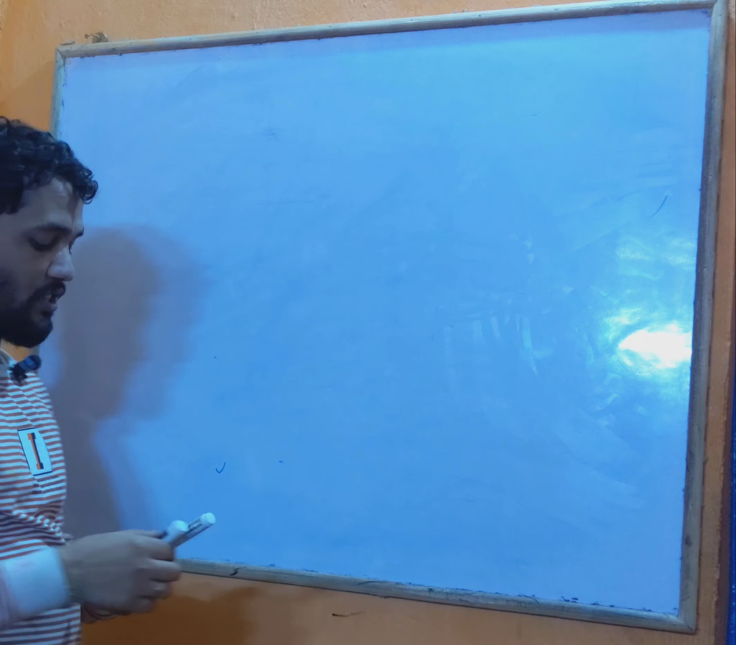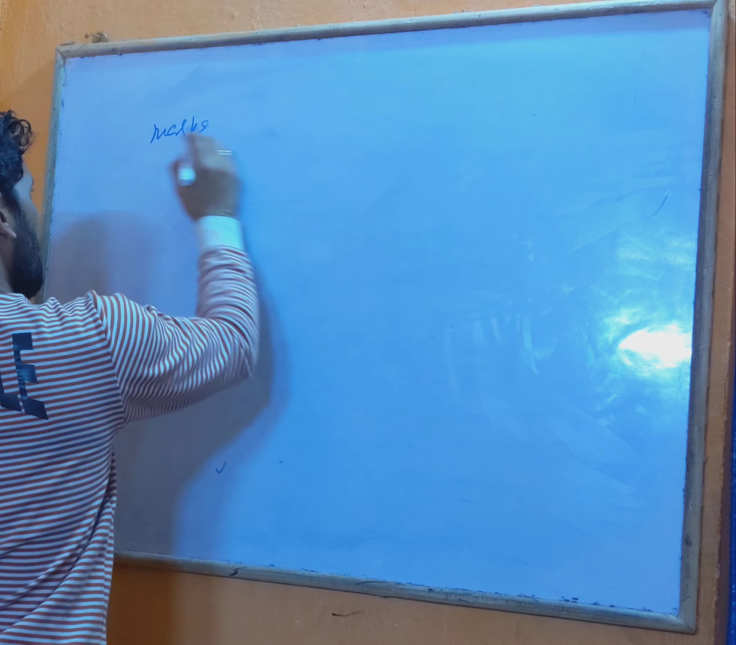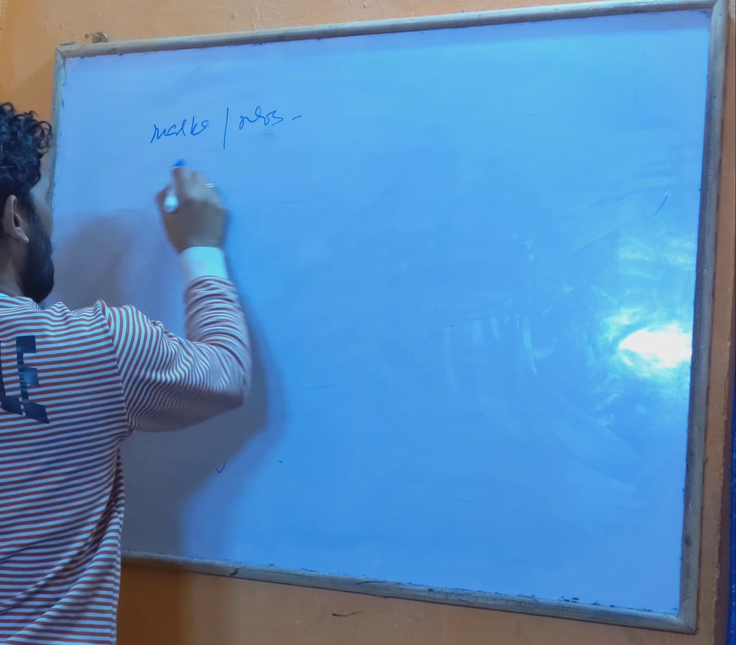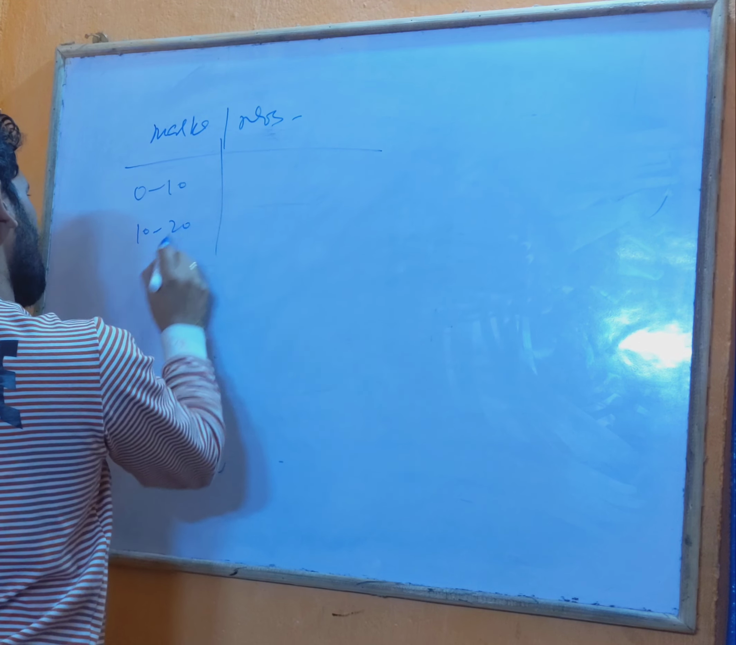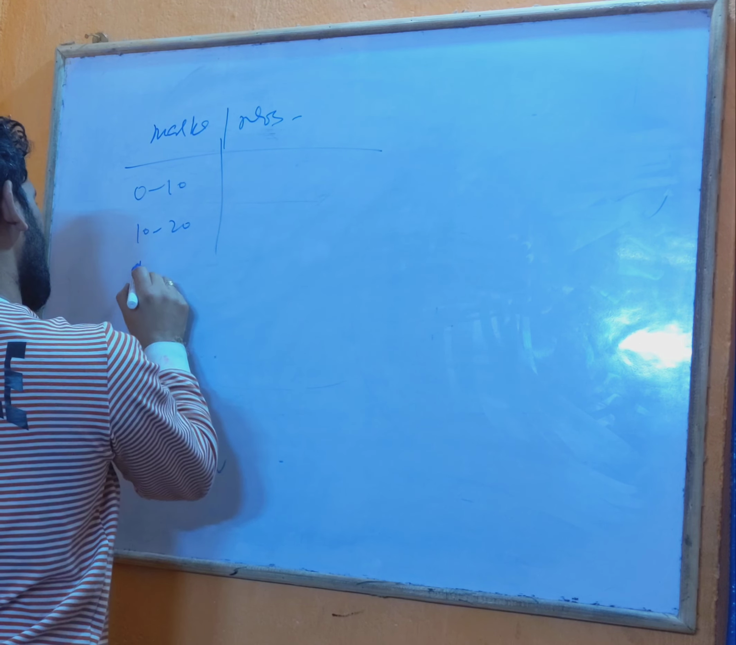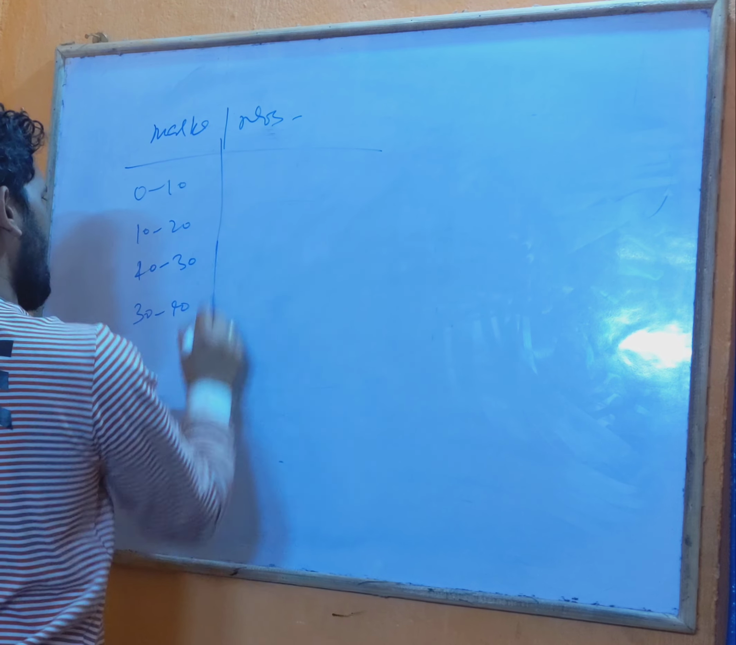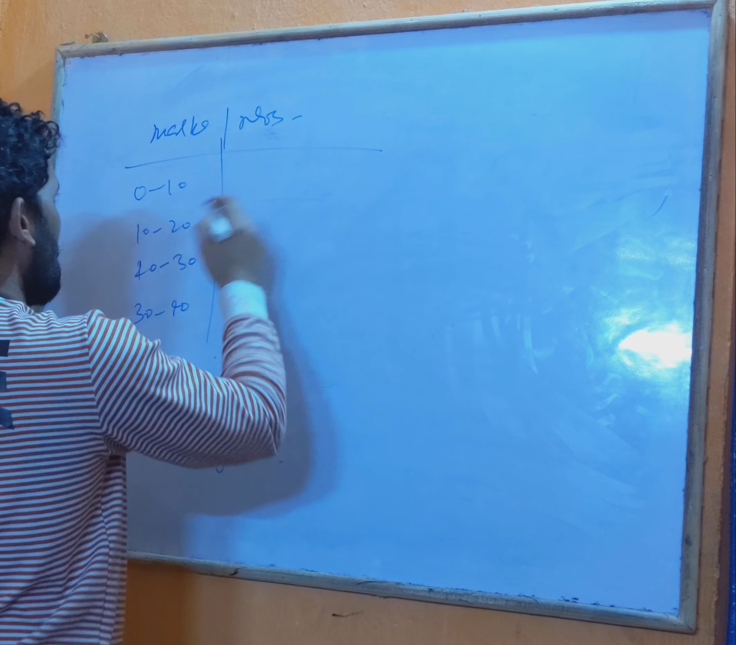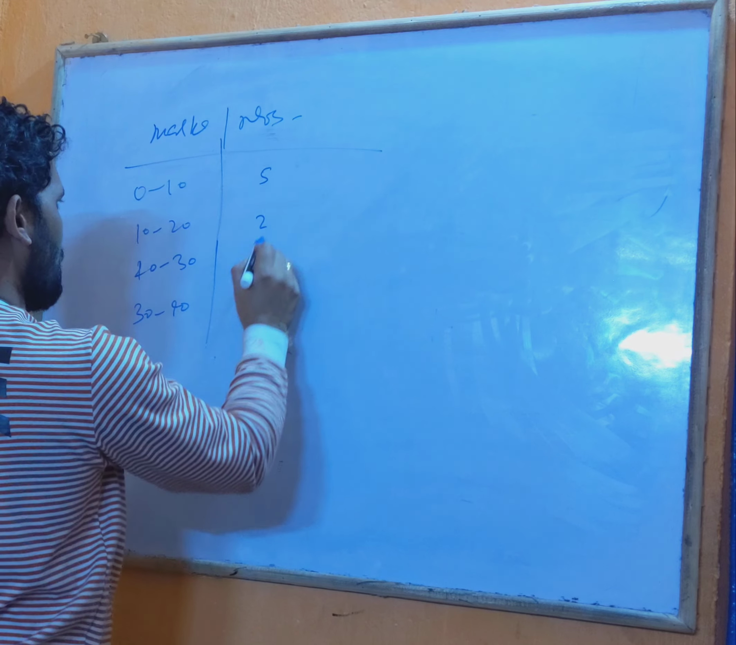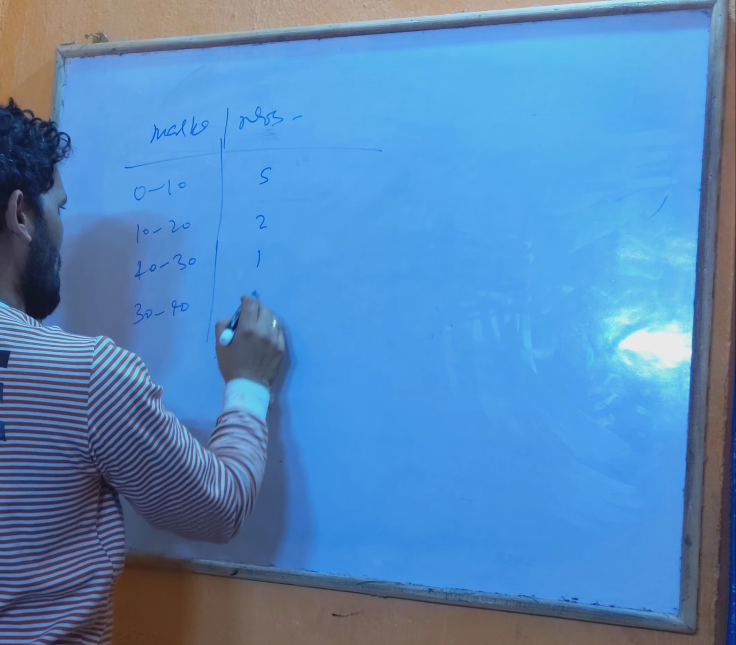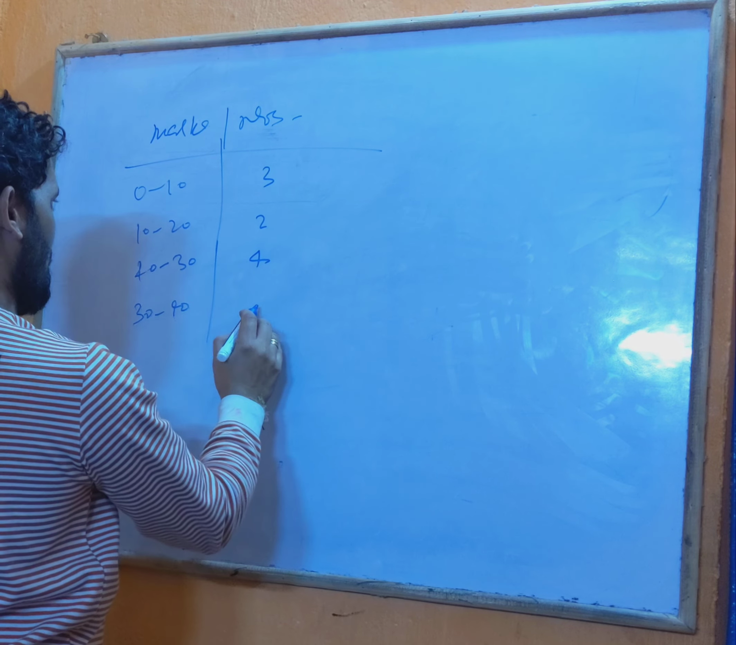For continuous distribution data, consider marks, numbers 0 to 10, 10 to 20, 20 to 30, and 30 to 40, and its frequencies are 5, 2, 1, 4, and 1.